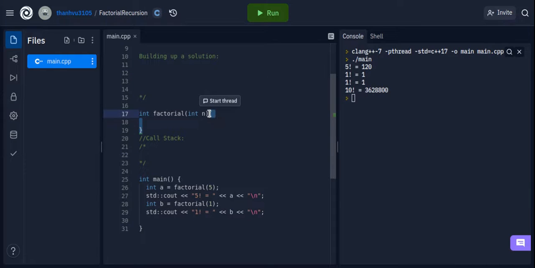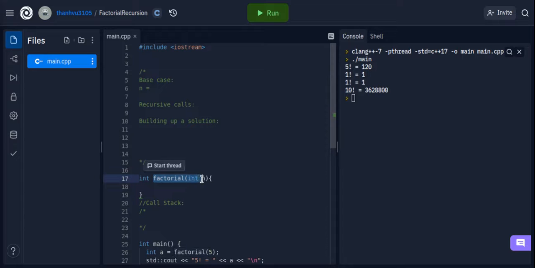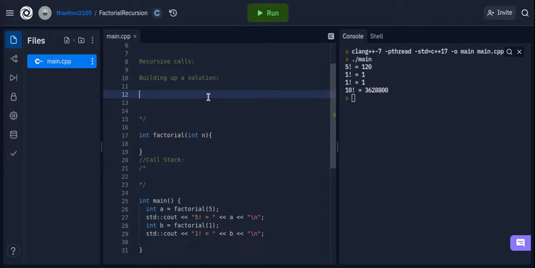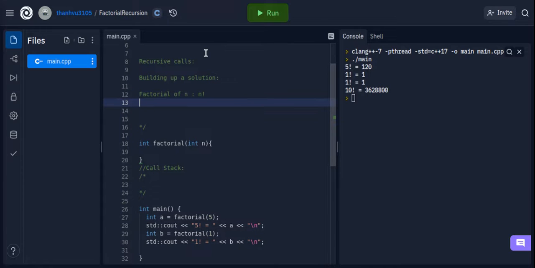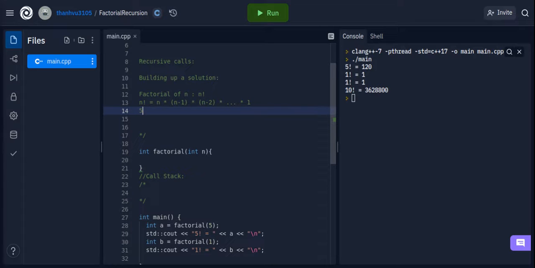And I want to demonstrate calculating the factorial of a non-negative integer n as an example using the recursion method. Just recalling from math, the factorial of n is denoted n exclamation mark. The formula for n factorial equals n times n minus 1 times n minus 2, and so on until we reach 1. So let's say we have the factorial of 5.